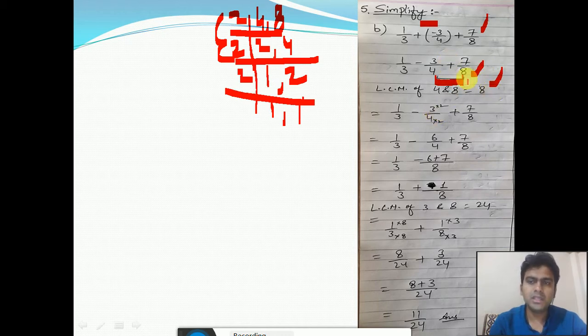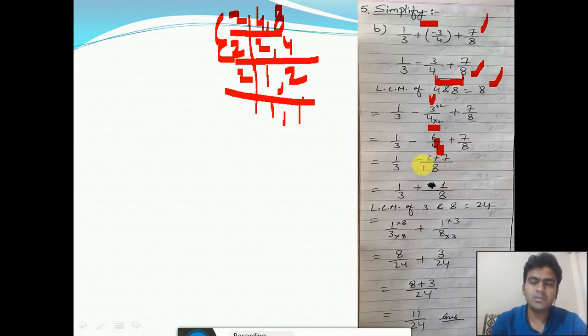Now this 8 we will write as it is, 7 upon 8, and here we will multiply by 2 to make this 4 as 8, so multiply its numerator also by 2. So 2 3s are 6. So 6 upon 8 plus 7 upon 8. First we will add these two. Here there should be 8. Now write 8 one time and 6 and 7 in the numerator.